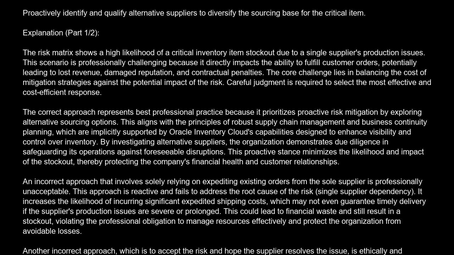It increases the likelihood of incurring significant expedited shipping costs, which may not even guarantee timely delivery if the supplier's production issues are severe or prolonged. This could lead to financial waste and still result in a stockout, violating the professional obligation to manage resources effectively and protect the organization from avoidable losses.